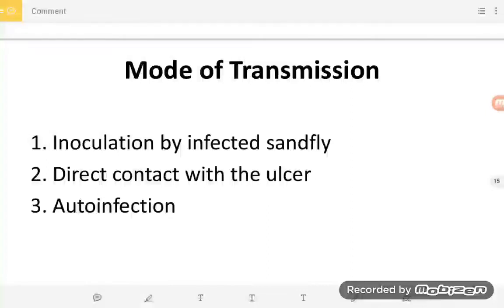Sometimes reinfection is possible, that means auto-infection. There is a possibility of auto-infection. The second one, direct contact with the ulcer, sometimes affects the technician, the medical laboratory scientist. So when you are handling the sample, you should take care of your work.